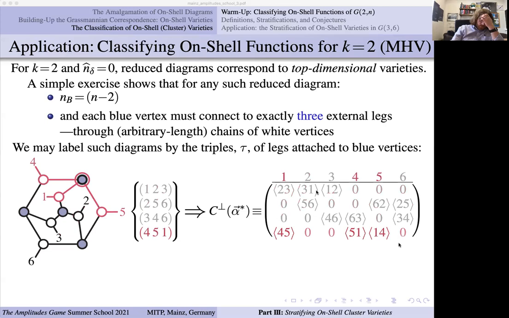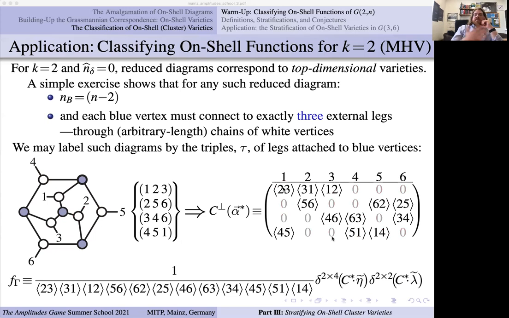And what is the on-shell form? What is the function that we get? It is simply the product of all of these little three particle amplitudes. It's just all of those in the denominator, all of those, and all of those. Very simple. And this is the on-shell function.